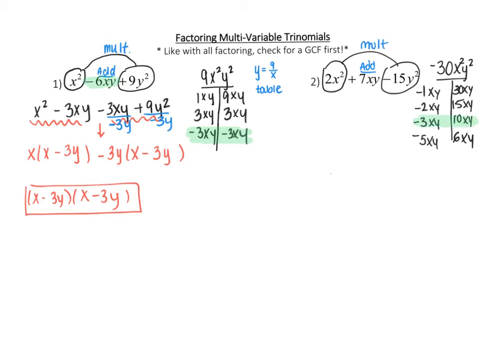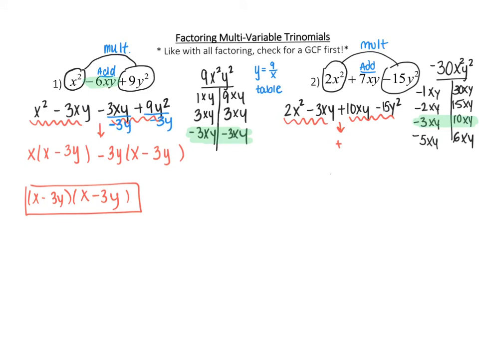So now we can go ahead and factor by grouping. So we're going to bring down the first term, the 2x squared. We're going to bring down the negative 15y squared. And we're going to fill the middle with this stuff right here, the negative 3xy and the positive 10xy. And then we're going to factor by grouping. So we're going to take the first two terms, group them together, take the second two terms, group them together, and put the plus sign in the middle.